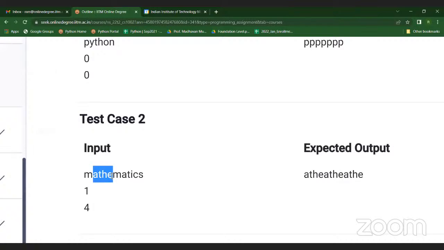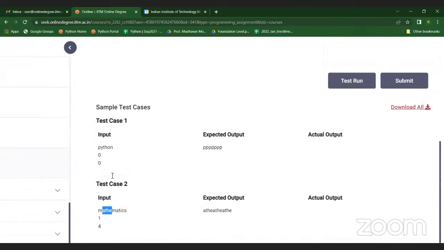So 1 and 4 means the substring's starting index is 1 and the ending index is 4. So it should include ATHE. The substring is ATHE. That's what it says. Okay, alright. Thank you, sir.